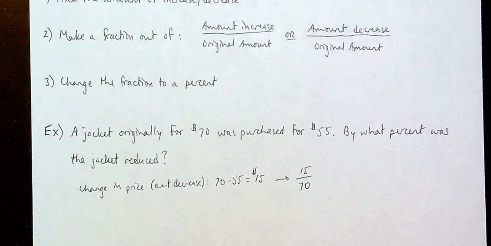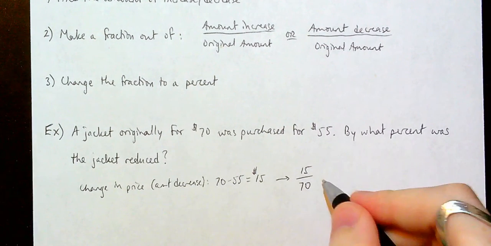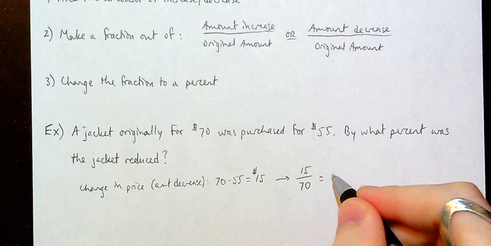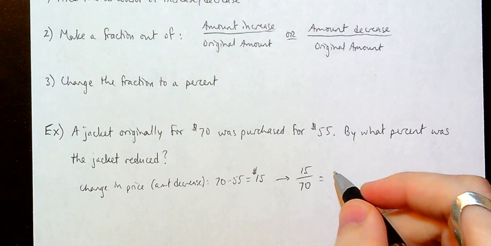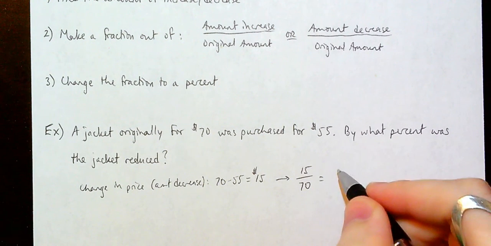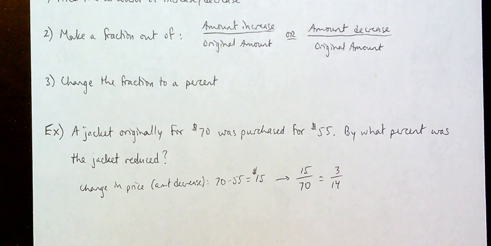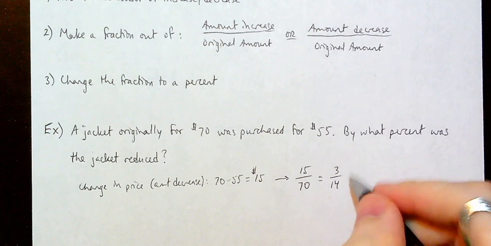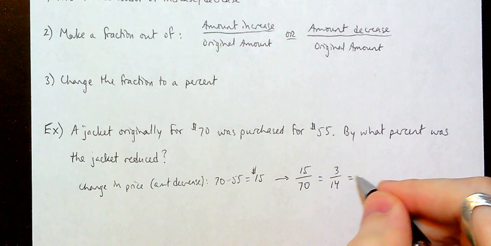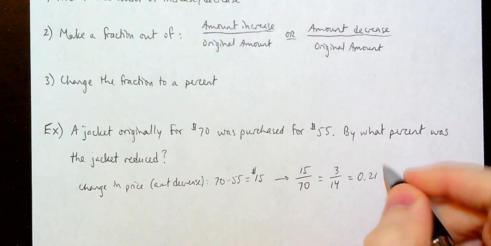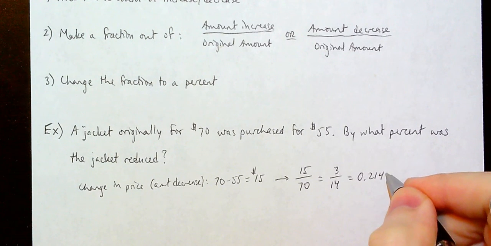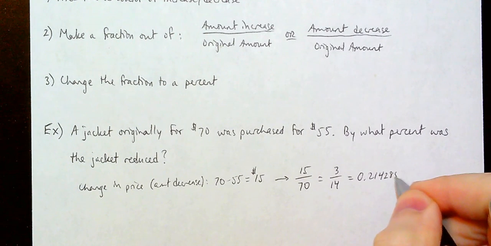And 15 over 70, we can simplify this a little bit. If I pull out the common factor of 5 from each term on the top and bottom and cancel, I get 3 over 14. And if you do 3 over 14 as a decimal, you get 0.2142857.